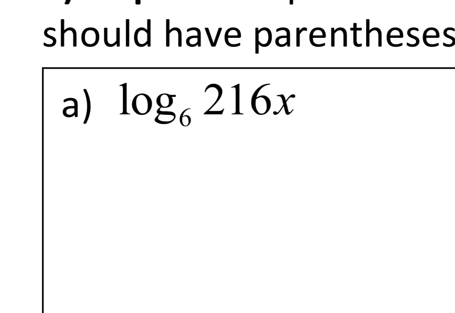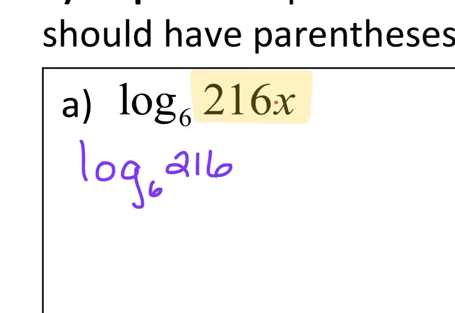If you have the logarithm of a multiplication problem, meaning that the thing being input into the logarithm, which technically is called the argument, what I just highlighted in yellow, the argument of a logarithm, is a multiplication problem, here we have 216 times x, then you want to rewrite that as an addition problem. So log base 6 of 216 plus log base 6 of x. Now, log base 6 of x cannot be simplified any farther.